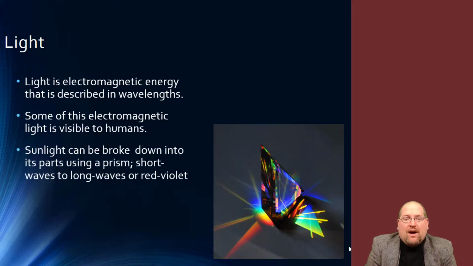Sunlight can be broken down into different parts using a prism, kind of like we see in the picture here. Short waves and long waves. Short waves are the reds, and the long waves are like the reds and the violets.